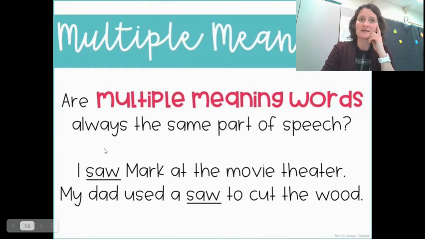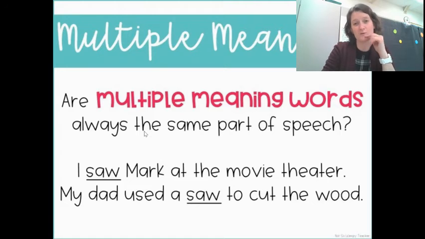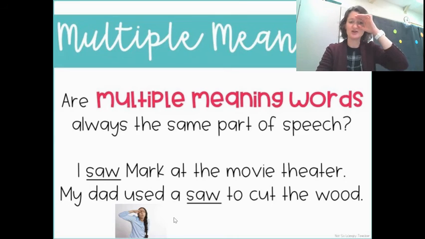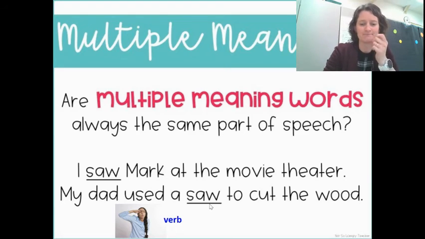So the last thing to think about is that sometimes we have to consider, are multiple meaning words, words that might mean more than one thing, always the same part of speech? Here's an example for you. I saw Mark at the movie theatre. My dad used a saw to cut the wood. Well, I saw Mark at the movie theatre. Saw kind of means to look. And that's a verb because it's a doing or it's an action, something that's been done.